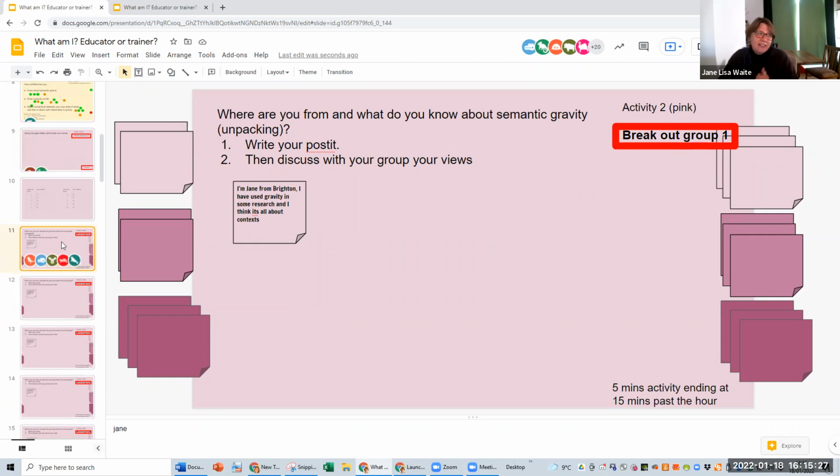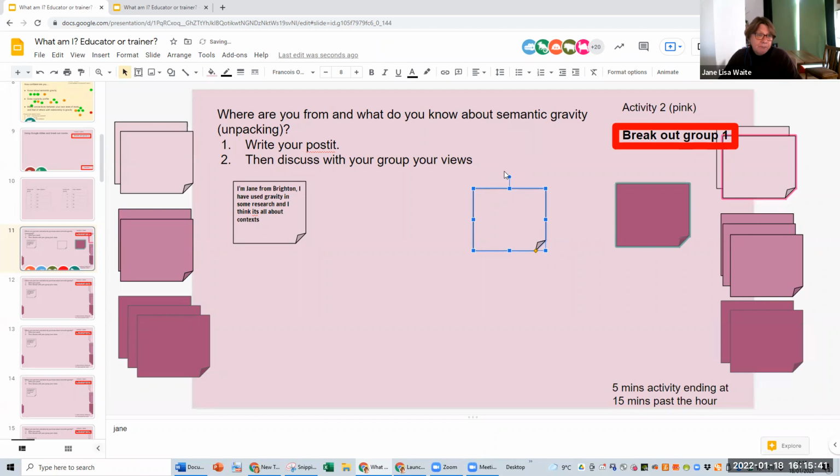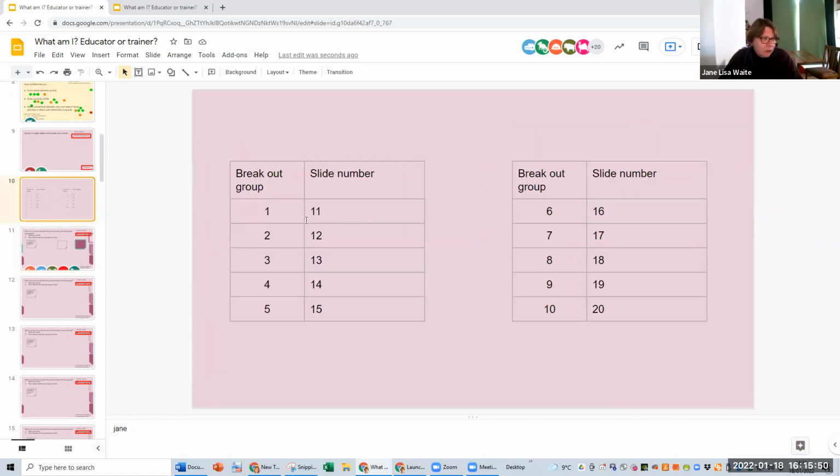On slide 11, this is your activity, and what you're going to do is slide in one of these sticky notes and type in what you already know about semantic gravity. Okay, so you're going to do that. Slide those in. Now, we haven't actually got as many people as we expected. We've got 29 of you.